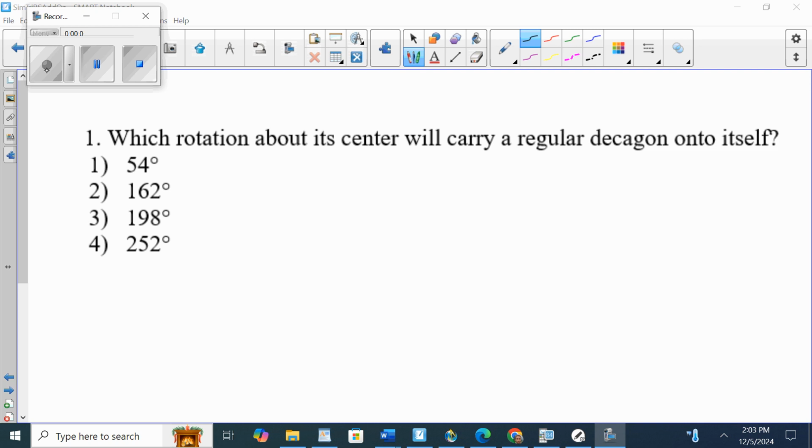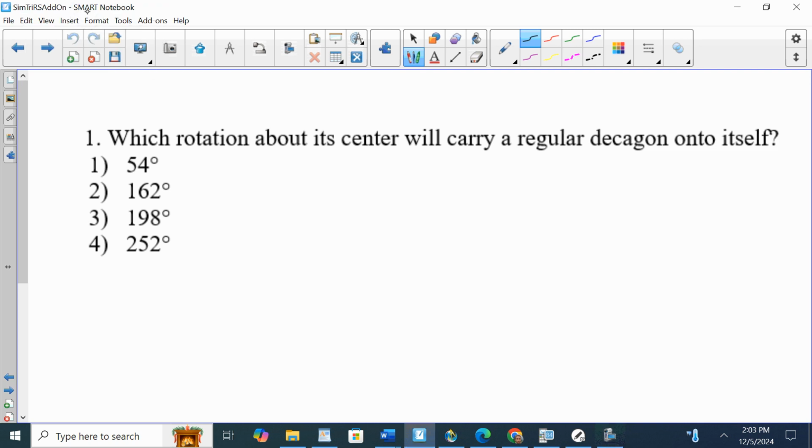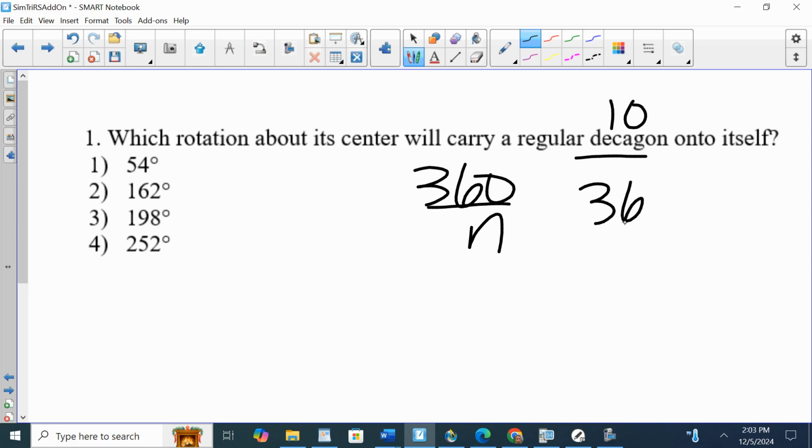And we're back. A couple of older topics that are going to be on your exam that I want to make sure you see. Which rotation about its center will carry a regular decagon onto itself? Min rotation is 360 over n, and any multiple of that. The decagon has 10 sides, so I start by doing 360 over 10 is 36. That's the min rotation. Any multiple of that will also map it onto itself.